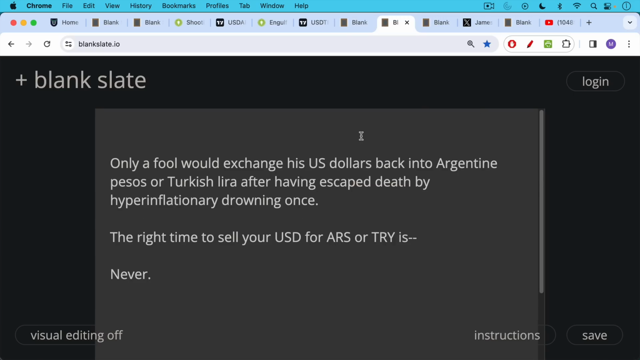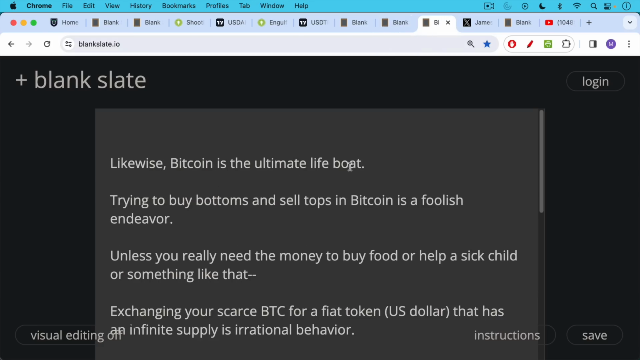So looking at those charts, we can see that only a fool would exchange his US dollars back into Argentine pesos or Turkish lira after having escaped death by hyperinflationary drowning once. In other words, the right time to sell your US dollars for Argentine pesos or Turkish lira is never. Likewise, Bitcoin is the ultimate lifeboat. Trying to buy bottoms, trying to sell tops in Bitcoin is a foolish endeavor.